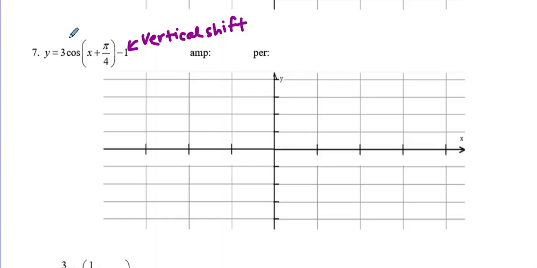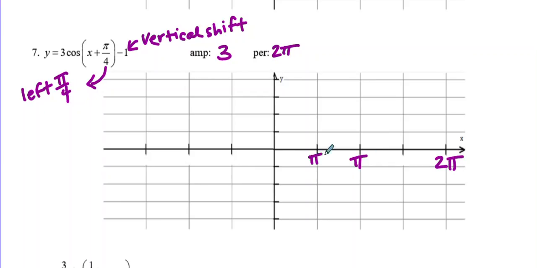We have an amplitude of 3, which comes from the 3. We did not change our period because there's no number in front of the x, so our period is still 2 pi. And this plus pi over 4 shifted us to the left, pi over 4. Now since we didn't change our period, I'm going to put 2 pi right here. This is going to be pi. This one's going to be pi over 2 and 3 pi over 2.